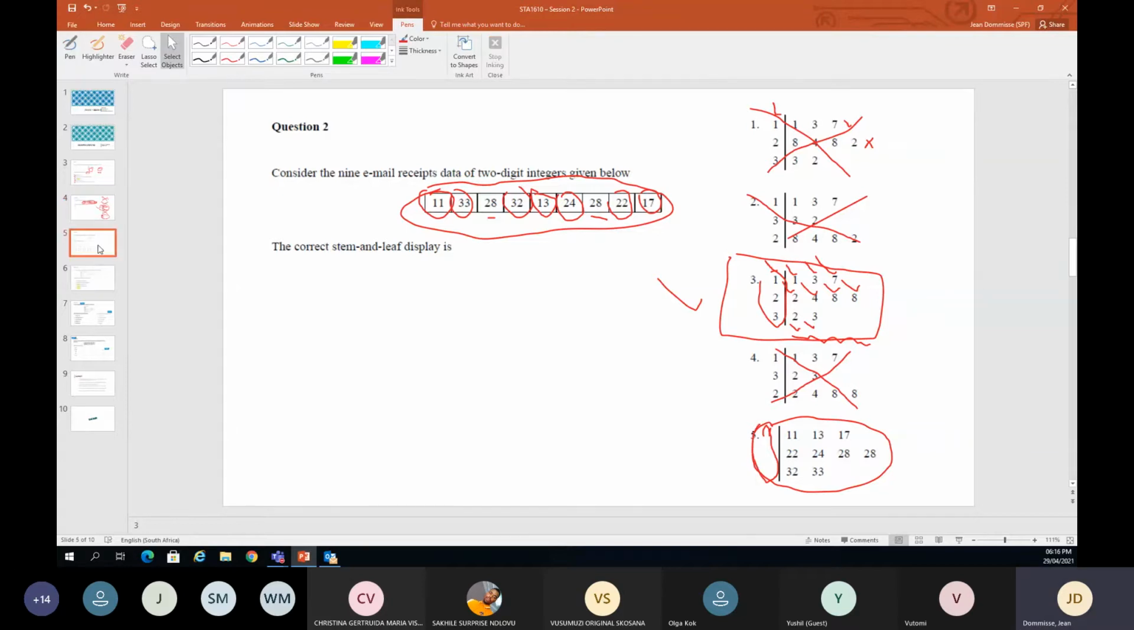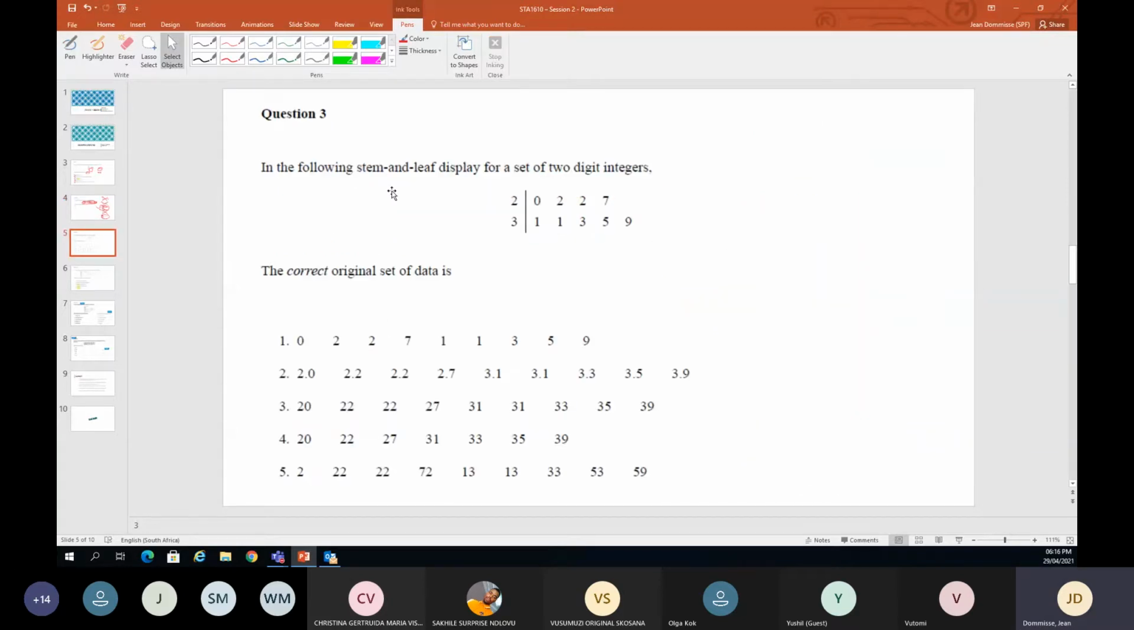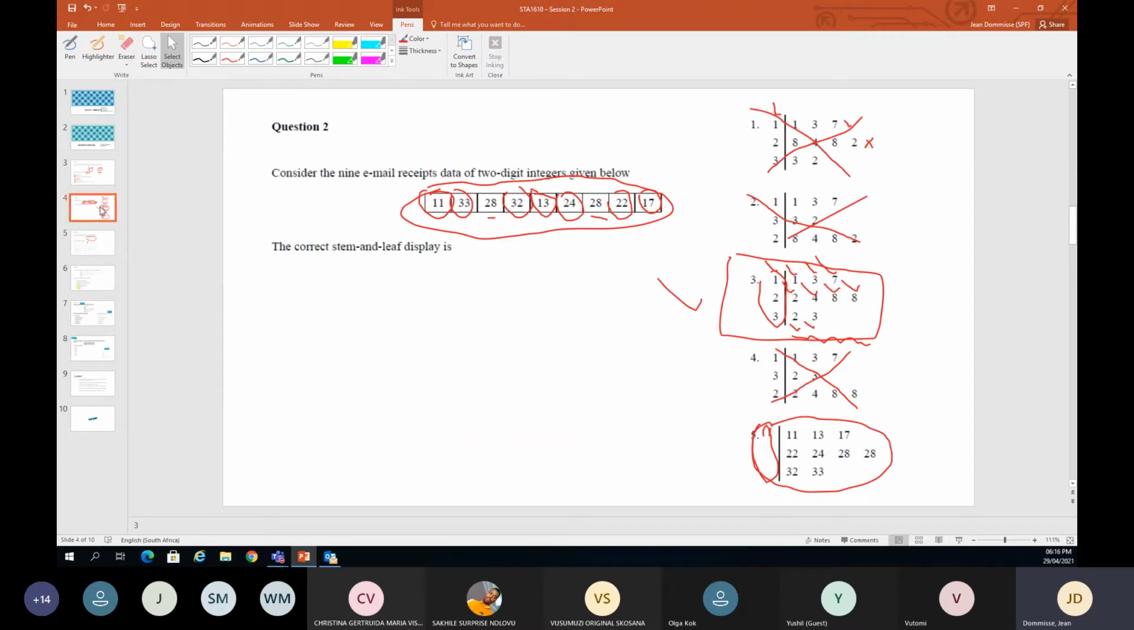Okay, let's go to the next question. Again, they ask us to look at this data set and arrange it, where they gave us the data set and we needed to do a stem and leaf.